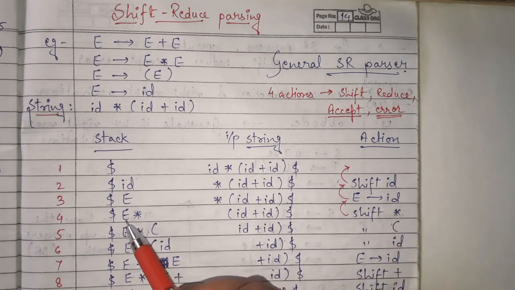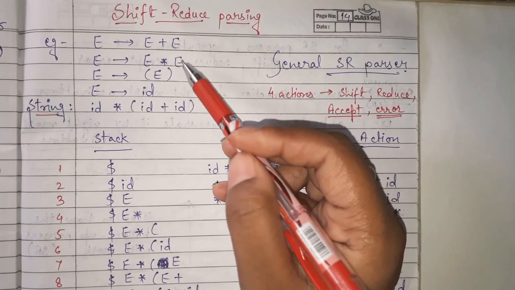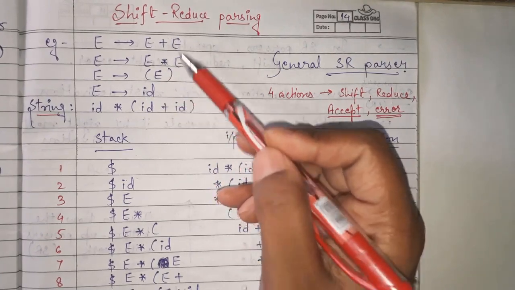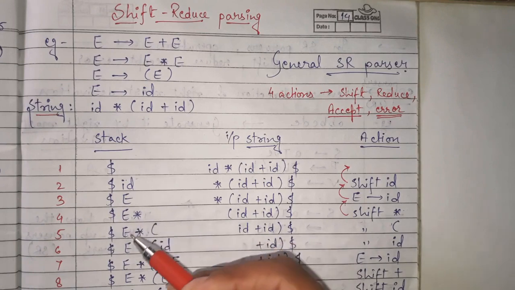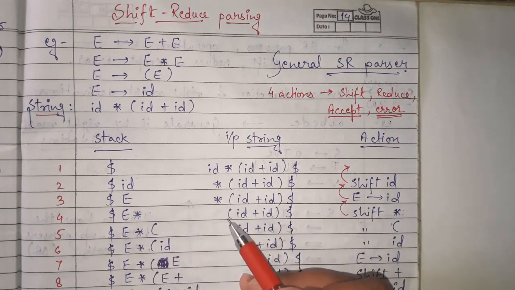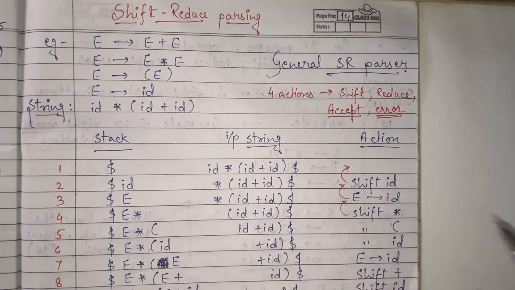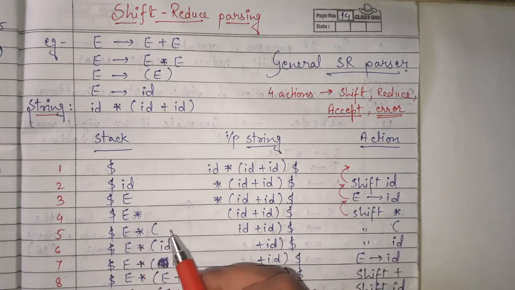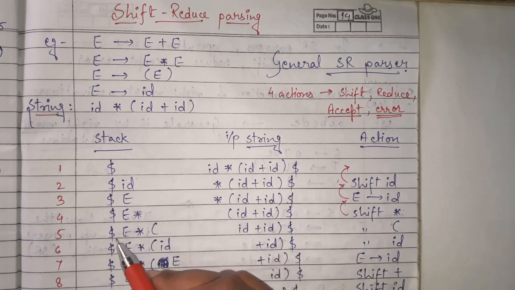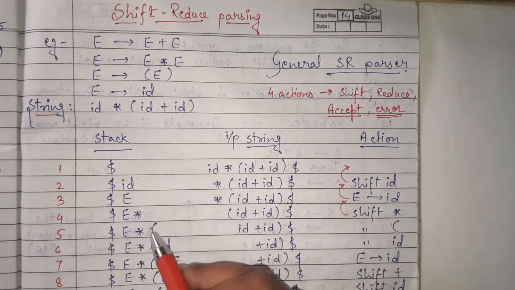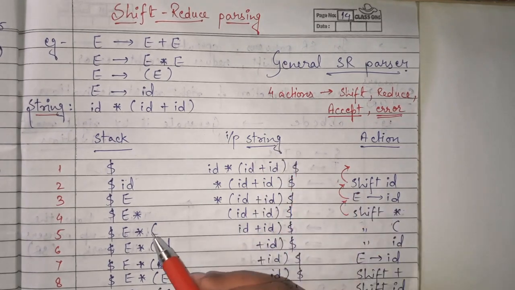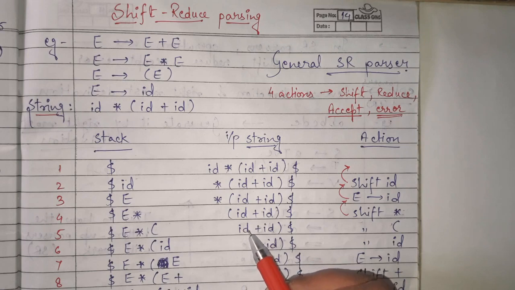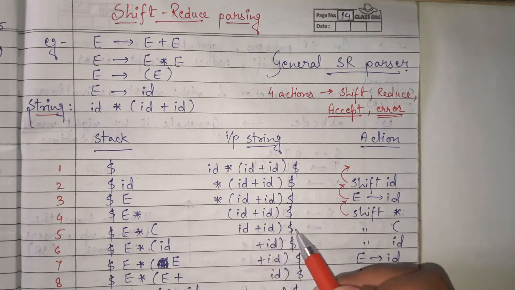Now again I will check E star. Can we reduce it? Is it present in the RHS? No, only E star is not present. So we cannot reduce it. So again we have to do shift. We will shift this bracket from here to here. So in the action we will write shift opening bracket, and in the stack after dollar we will get E star opening bracket, and in the input string the opening bracket has already gone. So here I will be having only ID plus ID closing bracket and dollar.